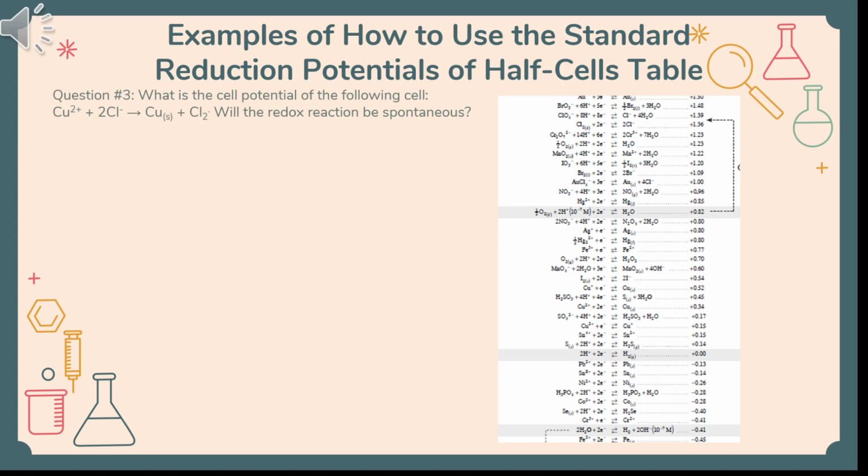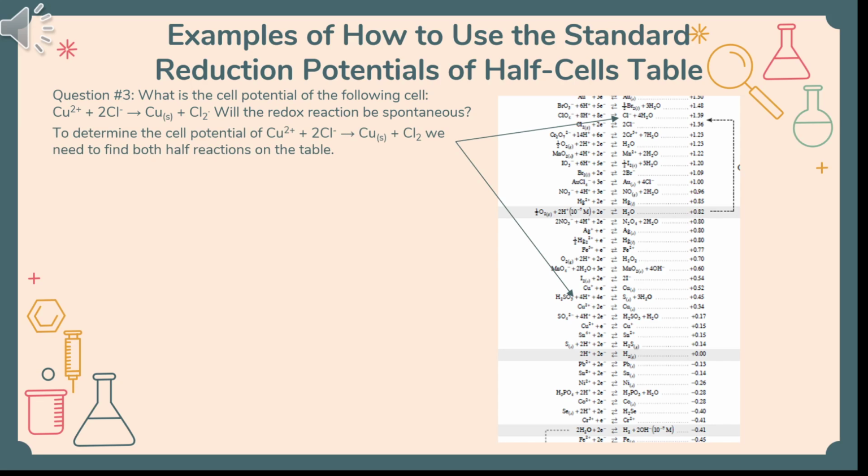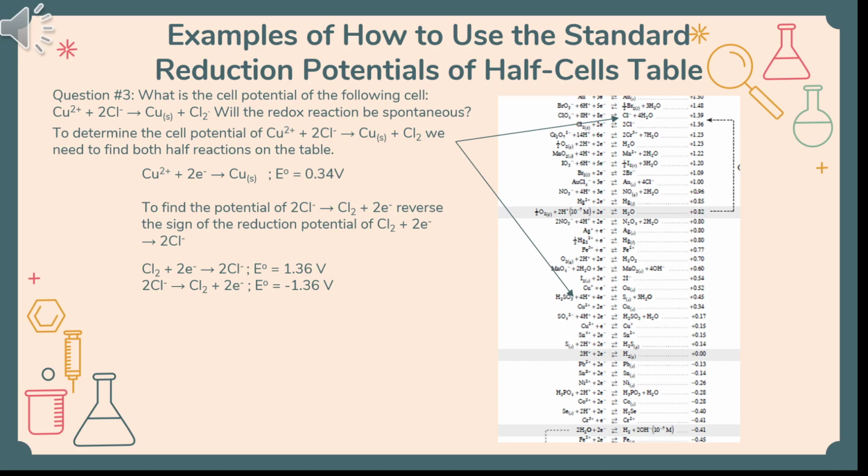Question number 3. What is the cell potential of the following cell? Cu2+ reacting with 2Cl- to form Cu solid and chlorine gas. Will the redox reaction be spontaneous? To determine the cell potential, we need to find both half reactions on the table. Cu2+ forming Cu solid has a potential of 0.34 volts. 2Cl- forming Cl2 has a potential of negative 1.36 volts.